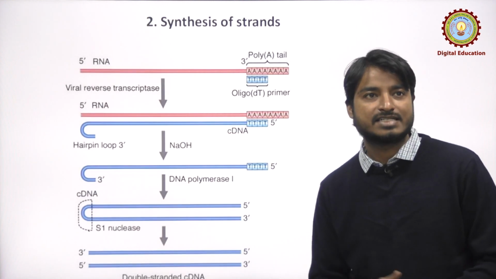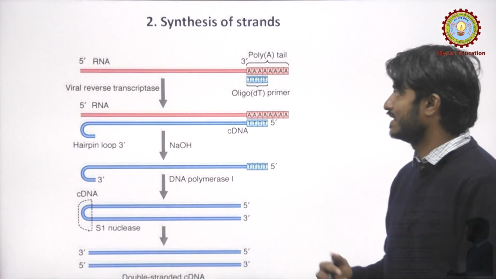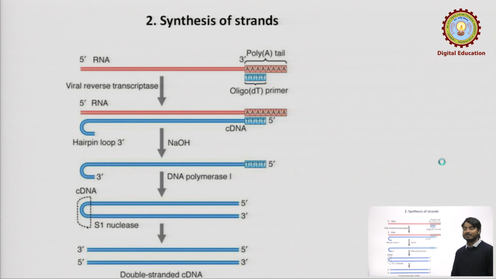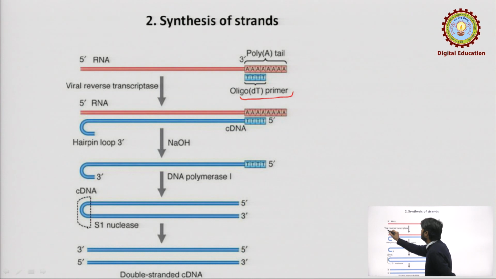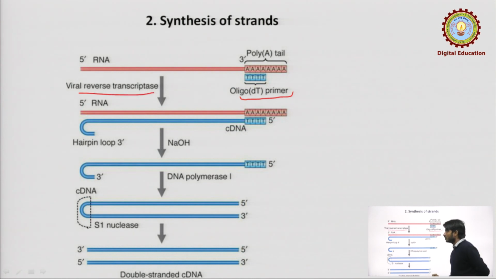Then the next step is the synthesis of the strands. As we know, complementary DNA is double stranded and RNA is single stranded. So again we will make use of the poly A tail. It lies at the 3' end, and we can see this is the oligo T primer. So it will bind with the adenine part, that is this T, and we will utilize the viral reverse transcriptase.